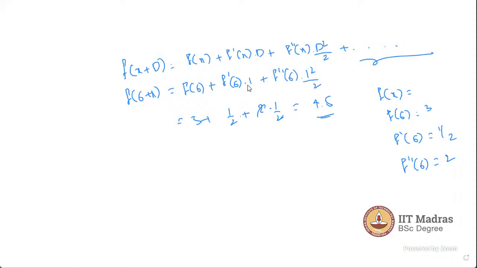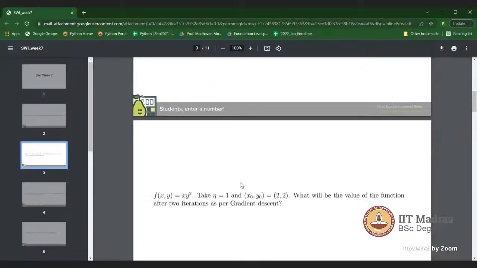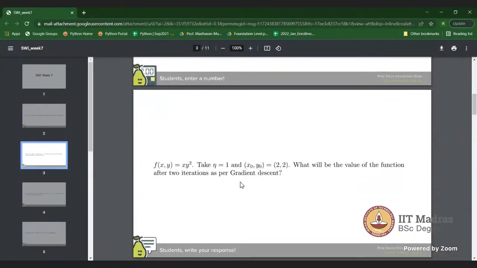The PDF was not shared. We are not able to find that PDF file.